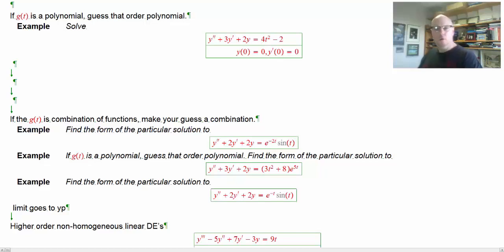Continuing our unknown coefficients discussion, say that our target function, g of t, is a polynomial, like this parabola here. Then you want to guess another polynomial of that order. Let's do this example. It says solve, so I need both the homogeneous solution and the particular solution. Step one is to get the homogeneous solution.